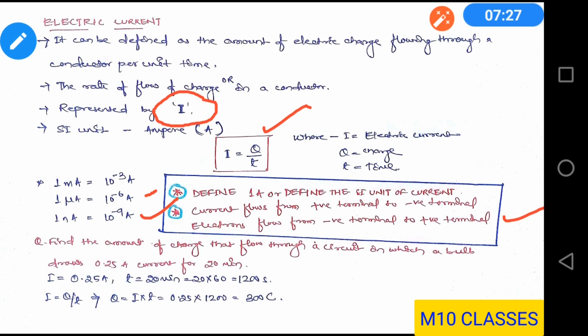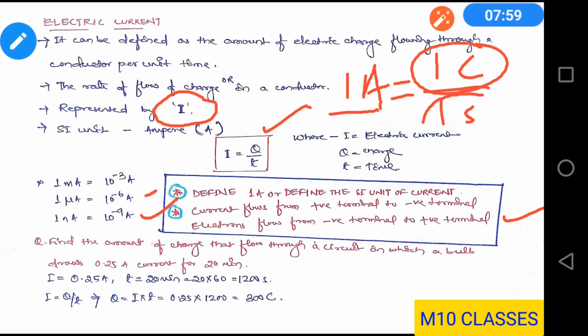Now you may get a question like this: define 1 ampere or define the SI unit of current. It has already come in the board exams. Now how to define it? You can get it from the formula. You know, for the current, the SI unit is ampere. So 1 ampere equals, for charge it is coulomb, 1 coulomb divided by 1 second. So you can say that the current is 1 ampere when 1 coulomb charge flows through a conductor in 1 second, and that will be the definition of 1 ampere. You can get it from the formula itself.